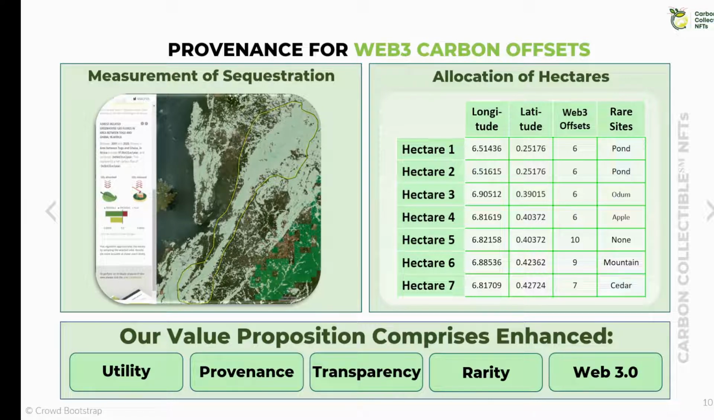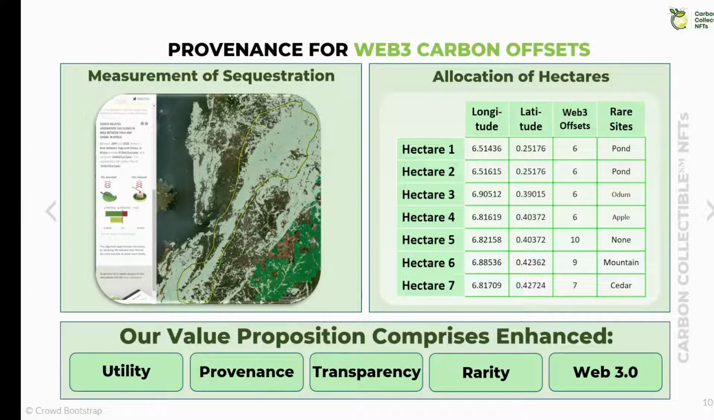And what we do is we geolocate those rare sites and indicate whether they're close to a particular hectare of land. If so, the NFT that's associated with that hectare of land has physical rarity. And so our NFT solution has utility because it's backed by at least 5 carbon offsets.